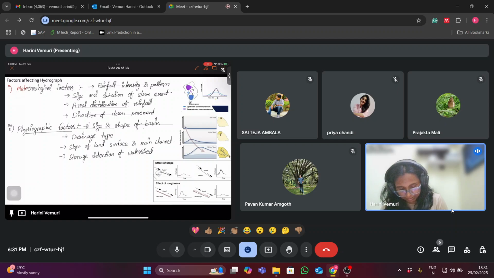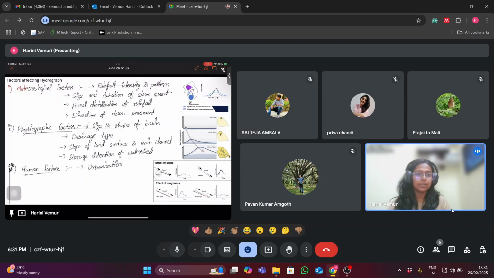The third factor is human factors. We have already discussed how urbanization will affect the hydrograph: you can see higher peak flow, and the time to peak will be less compared to a forest or other land surface. Also how plowing, the drainages that we are constructing, and afforestation affect it. Basically, land use cover change will affect the runoff, which in turn affects the hydrograph constructed from the runoff. And the cropping factor. All these are factors that affect our hydrograph.